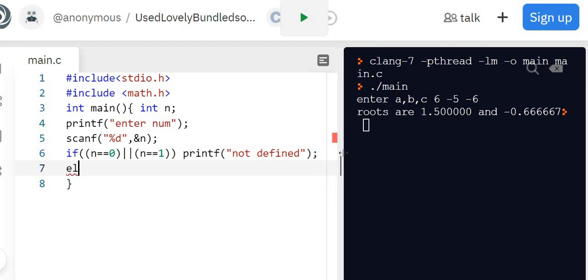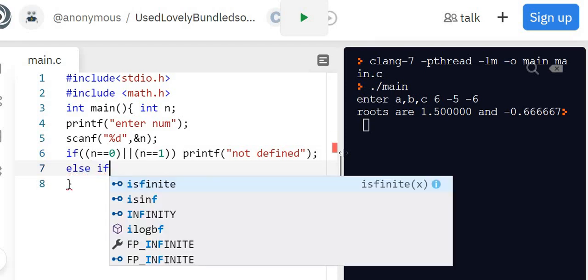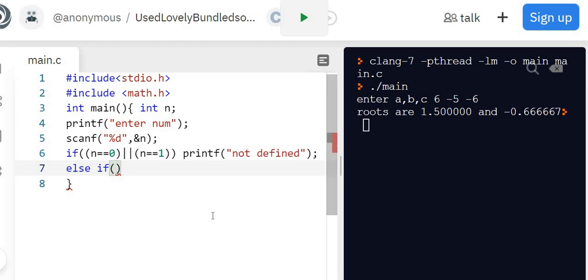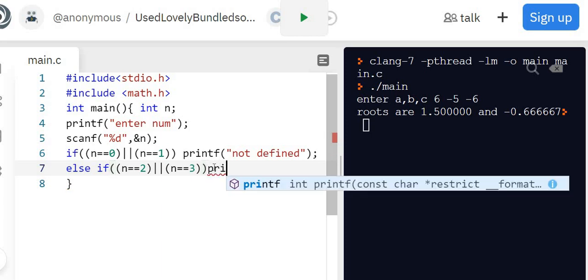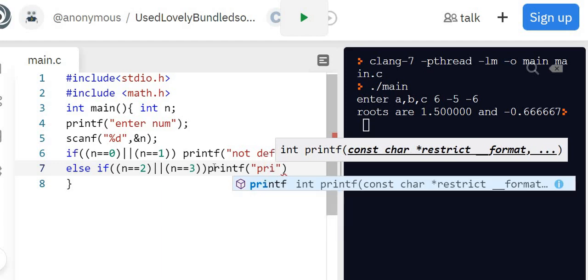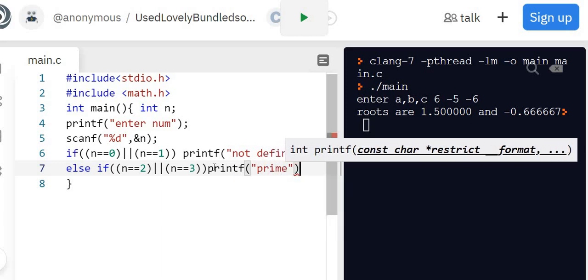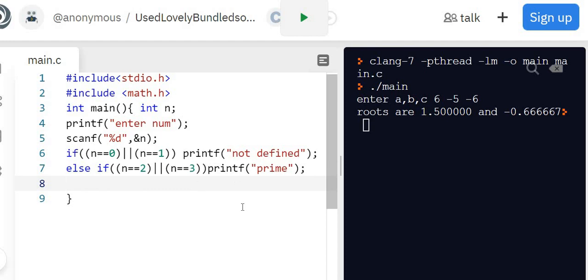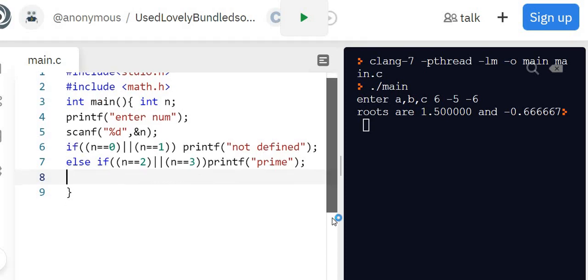Second case, else if the number is 2 or 3, it is always prime. So if it is 2 or 3, we know that they are defined as prime before any checking also. So printf this number is prime. Now we have to check for other numbers, bigger numbers.